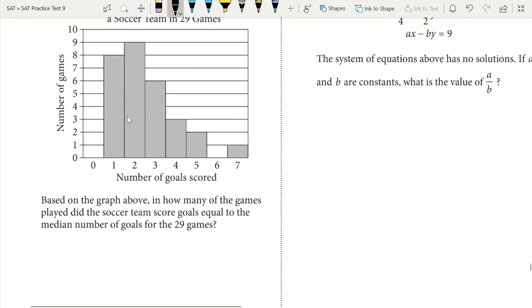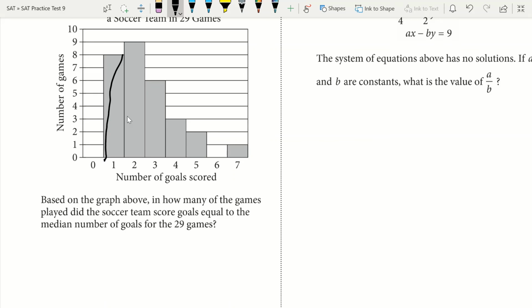All right, question 34. Based on the graph above, in how many of the games played did the soccer team score goals equal to the median number of goals for 29 games? To solve for my median, I see I have 8 in this column of 1, so my frequency of 8, I'm going to take away those 8. I take away 1, 1 plus 2, I just took away 3 in total. 3 plus 3, now I've taken away 6, and then I'll take away these 2. Get rid of those ones.